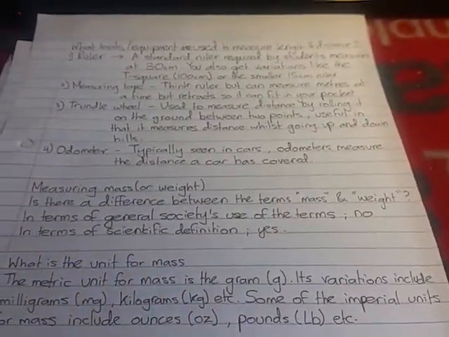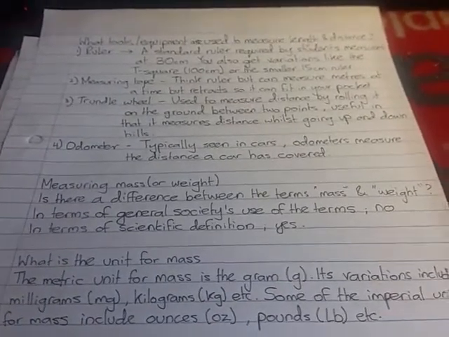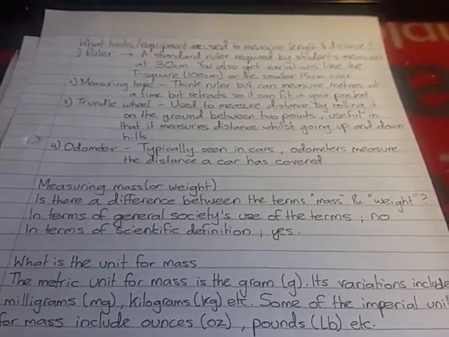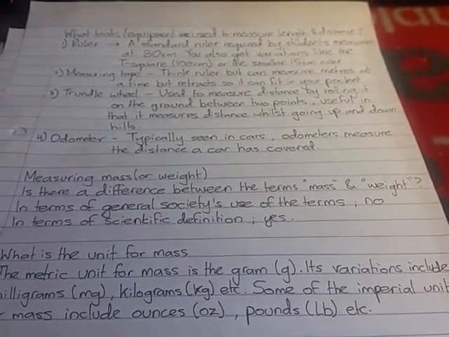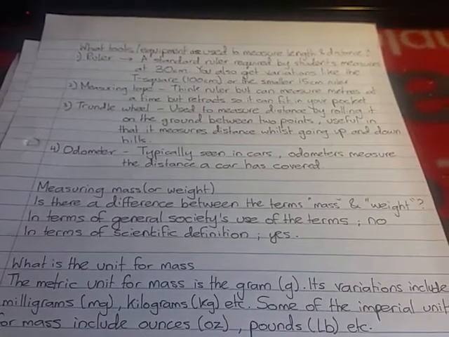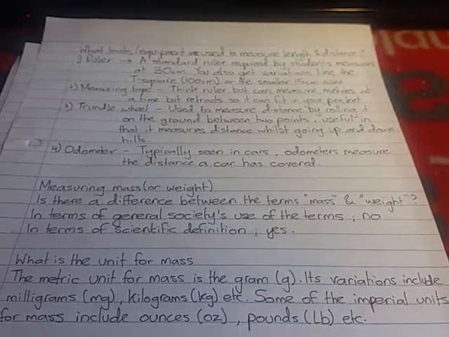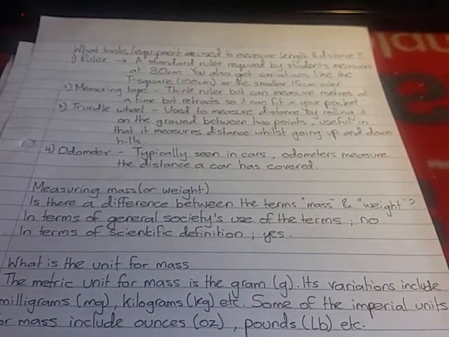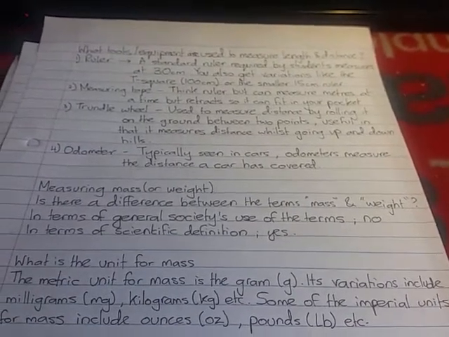And the imperial units for mass include things like ounces and pounds. There's also another sort of ton. I think it's called a short ton, which is an imperial unit, but it also has the word ton in it. I think that one is more like 900 kilograms as opposed to the 1,000 for a metric ton.